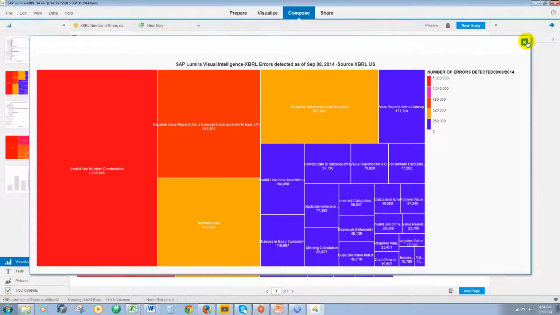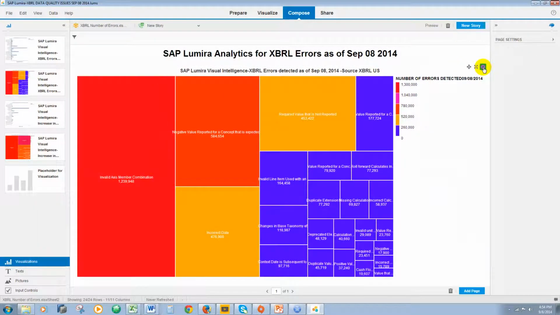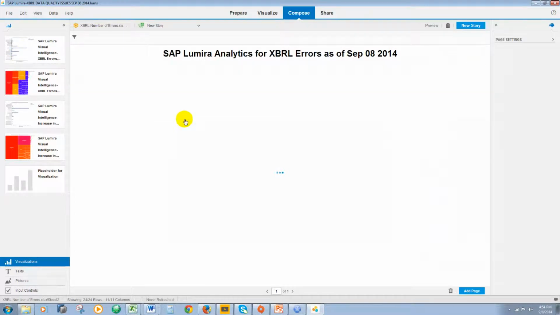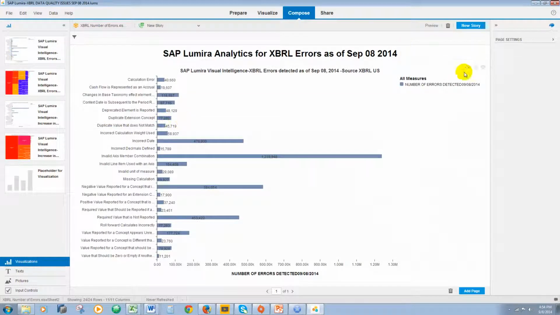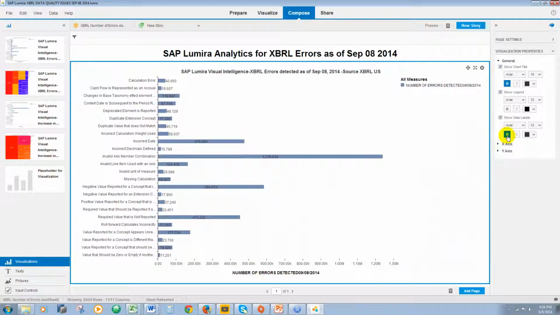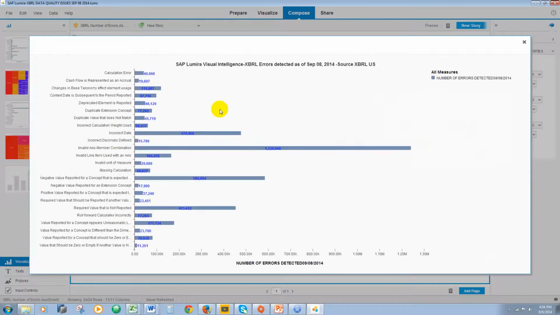And let us now look at some other chart. So let us look at this bar chart over here. Let me make this data labels a little bit bolder, choose a different color, and let me expand this. So we are seeing the bar charts. We see calculation error, which is affecting the financial semantics, as 40,600. Then cash flow represented as an accrual, that's 19,607, which is affecting the accuracy and the comparability of the data.